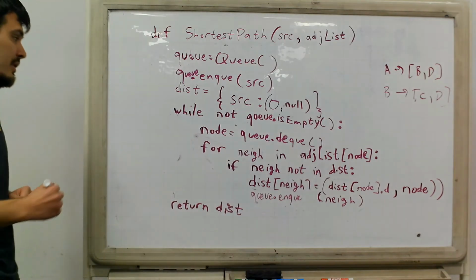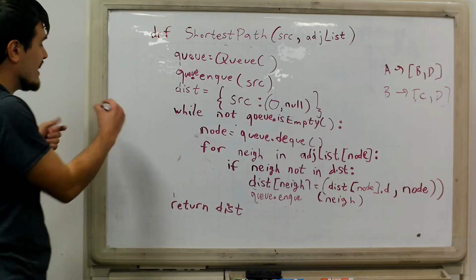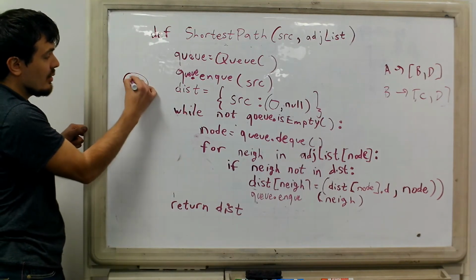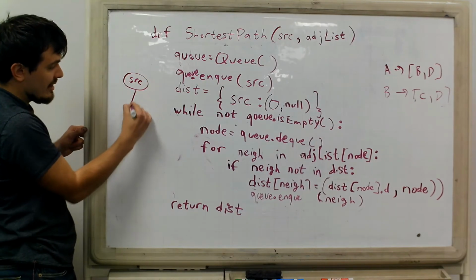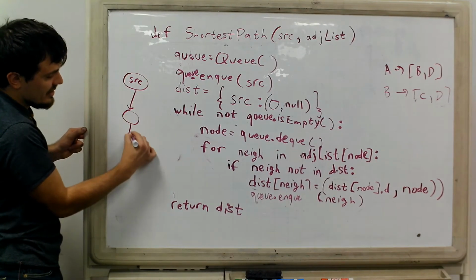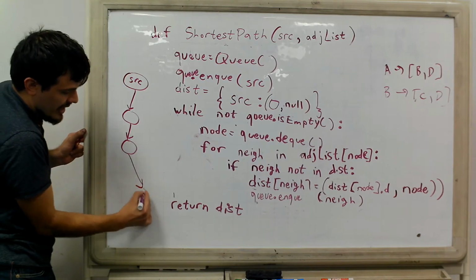Why is that useful? Because eventually, let's say we ran our algorithm, and eventually the algorithm did some things, and eventually we came to the destination.